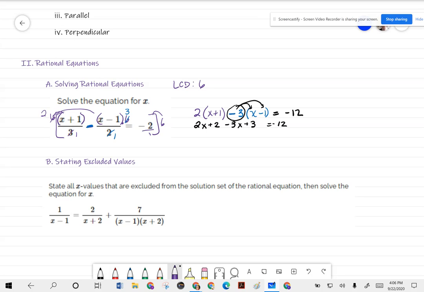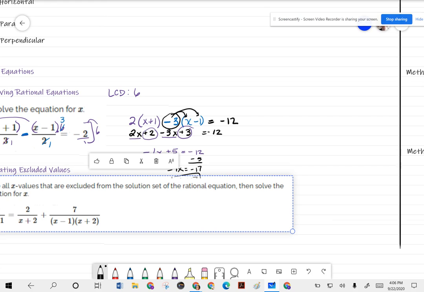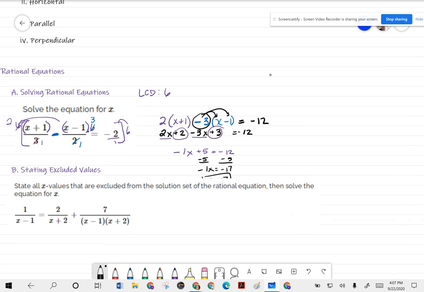The next step would be to combine like terms. I really have a negative 1x, a positive 2 and a positive 3. That gives me a positive 5, and it equals negative 12. From here, I'm going to subtract 5, and I've got negative 1x is equal to negative 17. Therefore, x is equal to positive 17. Okay, so that was one technique. This is method 1.